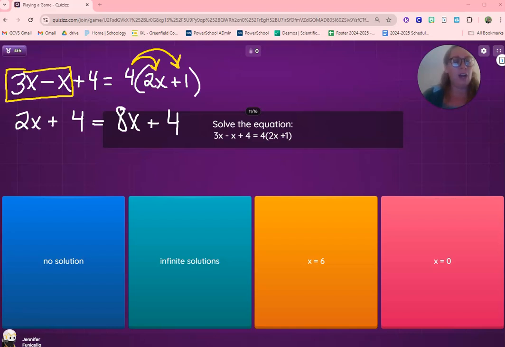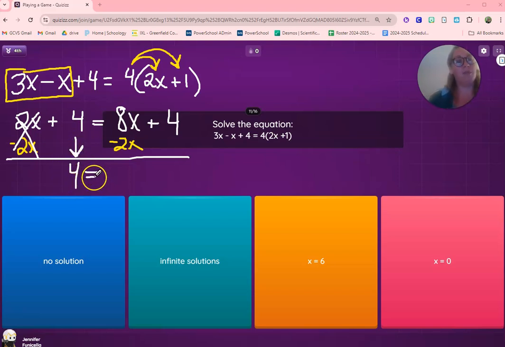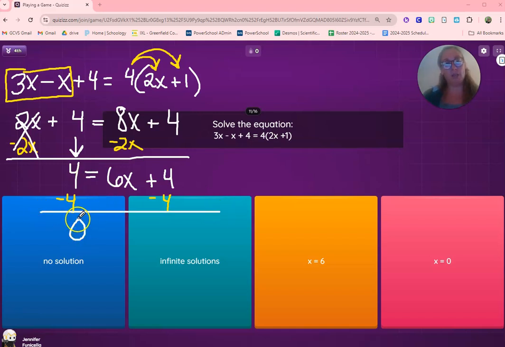So we want to get our x's together, so I can subtract 2x on both sides. These will cancel on the left side, and we're just left with 4 equals 8x minus 2x is 6x plus 4. And then we want to move this 4 over to the left side. 4 minus 4 is 0, and that's equal to 6 times x.